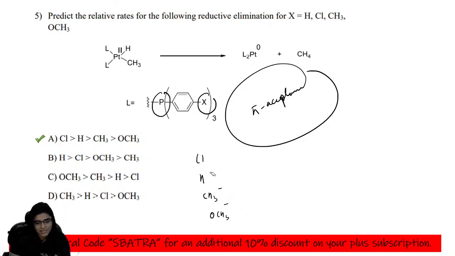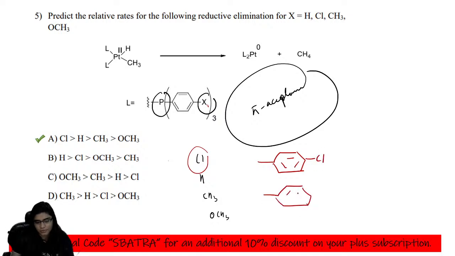What we have to see is which will accept electrons more easily. Chlorine is going to accept electrons more easily because it is directly attached with this group. And which type of effect is more dominating? If I draw this ring over here and we have Cl, and if I draw this ring over here and we have hydrogen, CH3 over here, and OCH3 over here.